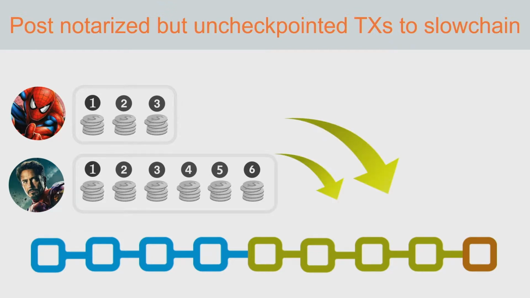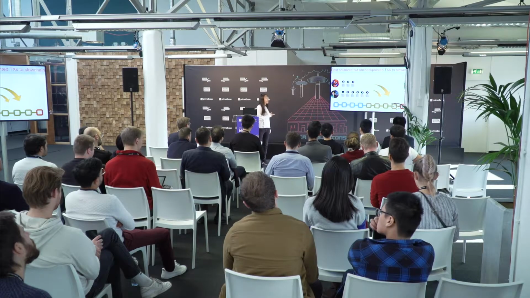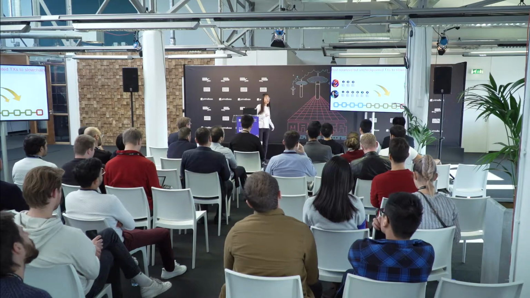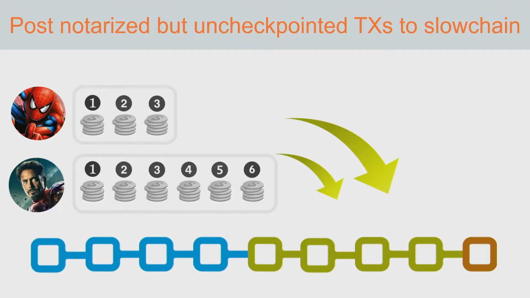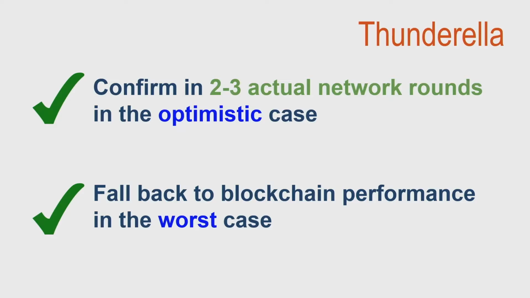The idea is that we can post all of our notarized but uncheckpointed transactions onto the slow chain. Because the slow chain guarantees consistency only with honest majority assumption, this guarantees that any transaction that I output on the fast path will finally appear on the slow chain, which means everyone else will also output it. So do you have any questions about this part?